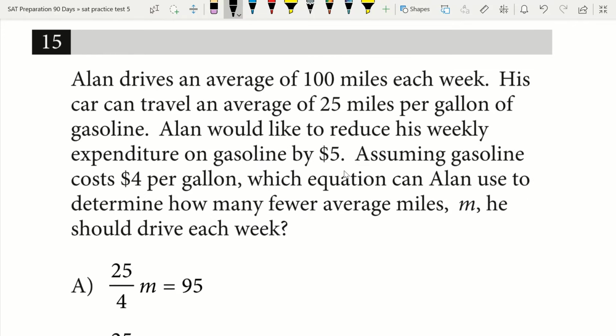Hopefully it was helpful. Here's an SAT math tip and trick for you that deals with canceling units and cost equations. So to illustrate these tips, I'm going to take a look at question 15 from SAT practice test 5.